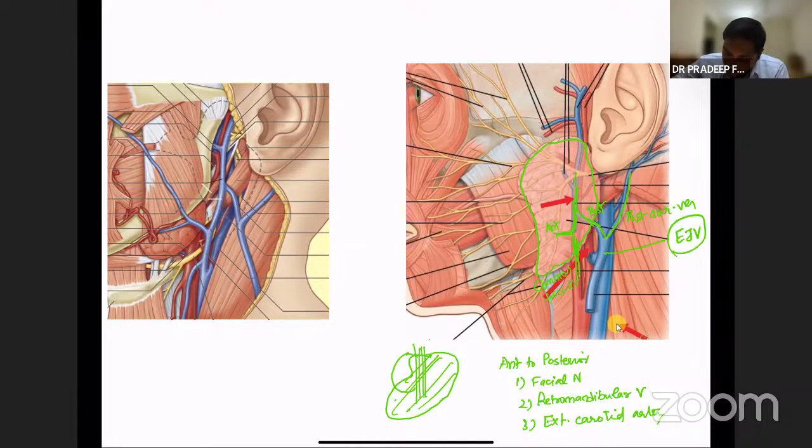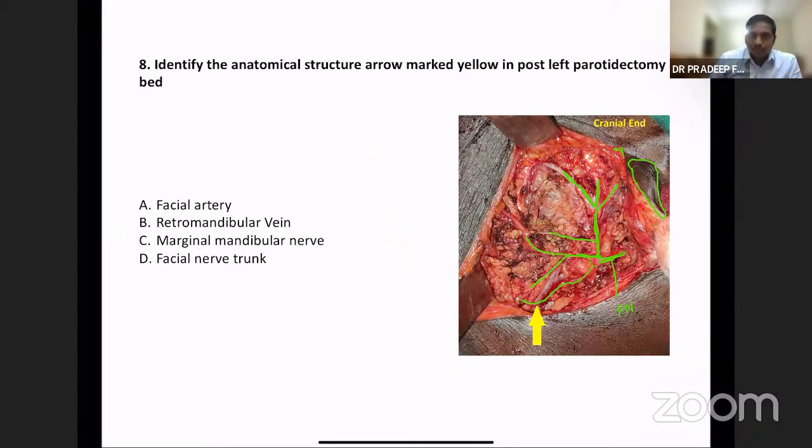These are the normal anatomical scenarios. Here it is clearly evident. This is the facial vein that joins the anterior branch. This forms the common facial vein. This is the anterior branch of the retromandibular vein. This is the posterior branch of the retromandibular vein. This is the posterior auricular vein. This forms the EJV. This forms the common facial vein. This is the retromandibular vein. So based on this question, the bluish structure is the vein, so the answer is the retromandibular vein.